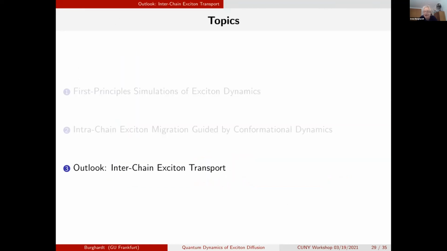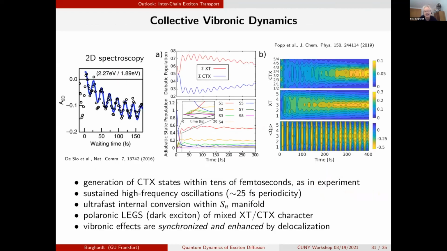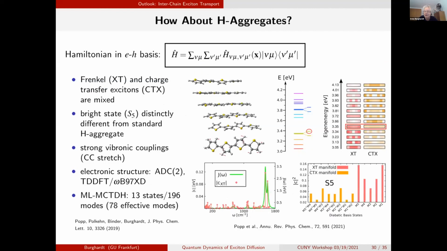Now, a very last excursion to what's going to follow. Interchain transport is very interesting, of course. Recently there have been several examples of extremely fast exciton diffusion in interchain systems. So we started to look at this. This is the same system that I showed at the beginning. This is an H aggregate with an admixture of charge transfer excitons. And these systems are, on the one hand, simpler, on the other hand more complicated than the intrachain dynamics.